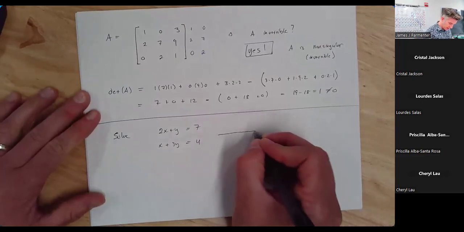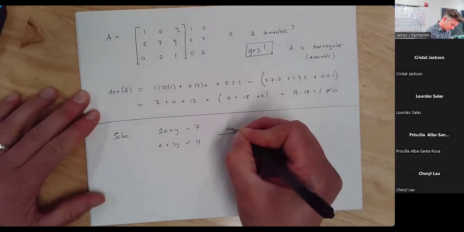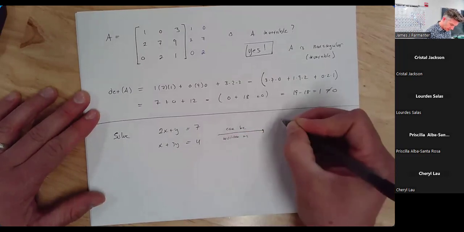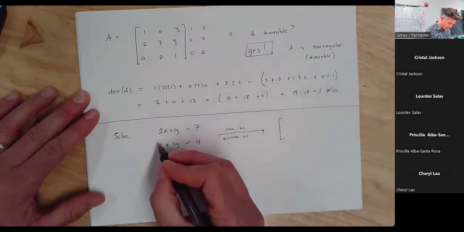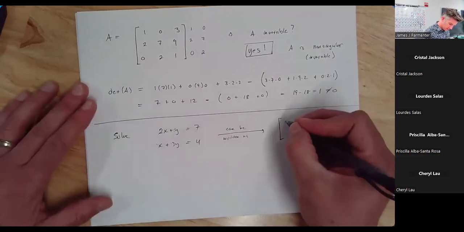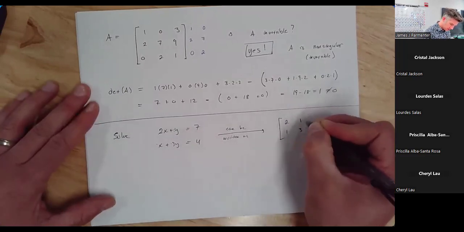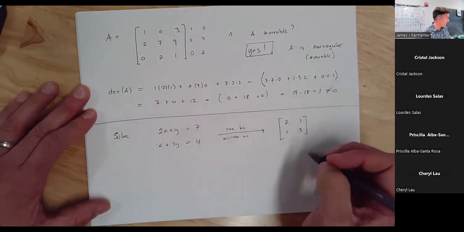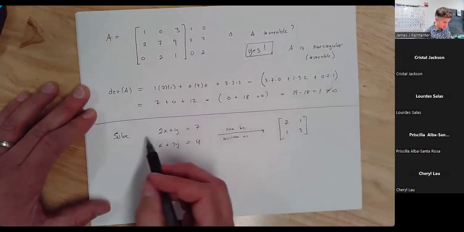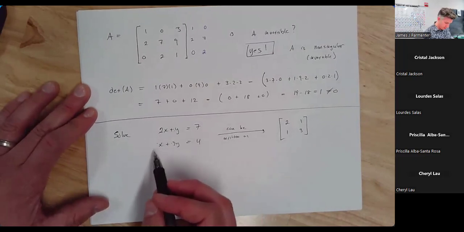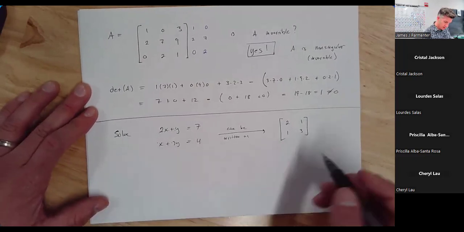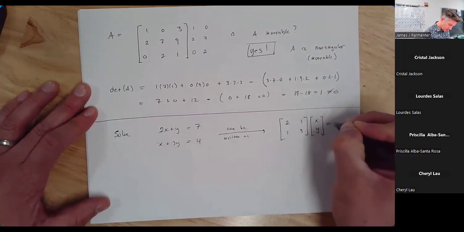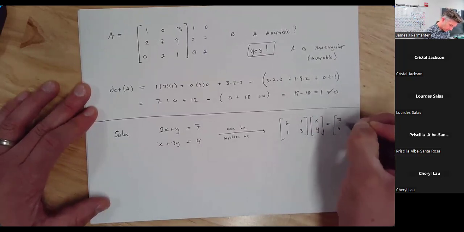So we can write this as the coefficient matrix 2, 1, 1, 3. The first column is the coefficients of x. The second column is the coefficients of y. The first row is the coefficients in the first equation. The second row is the coefficients in the second equation. Times x, y equals 7, 4.